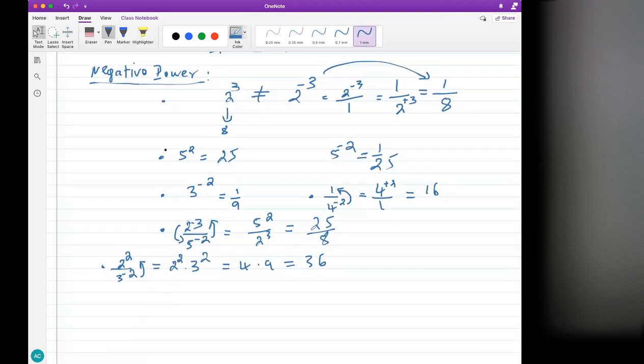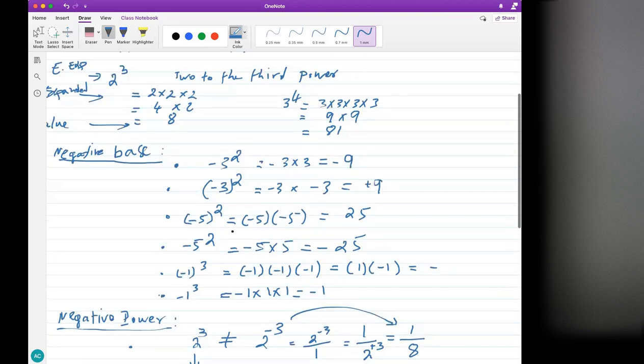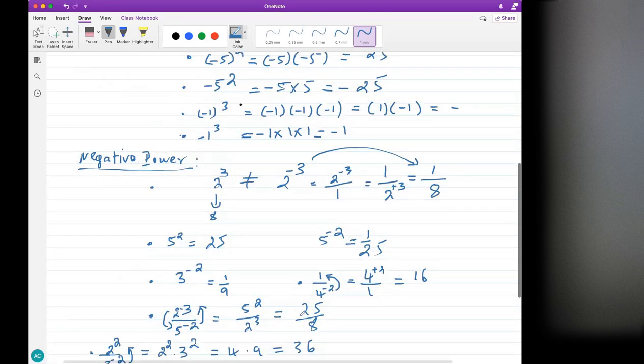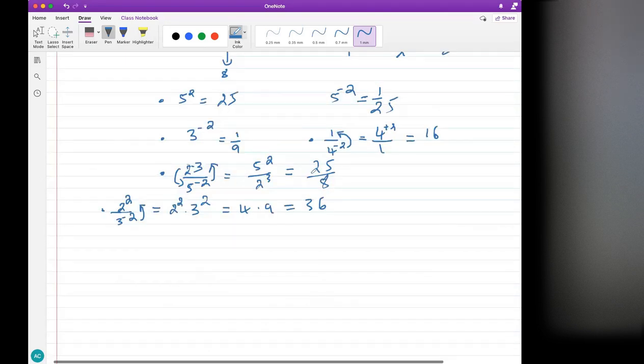Whenever you have a negative power, you move it to the other side of the fraction, either up or down, and it turns positive. Once it turns positive, then you can expand it, simplify it, and do whatever you want with it. Okay, so makes sense, everybody? Any questions? Is everybody okay?